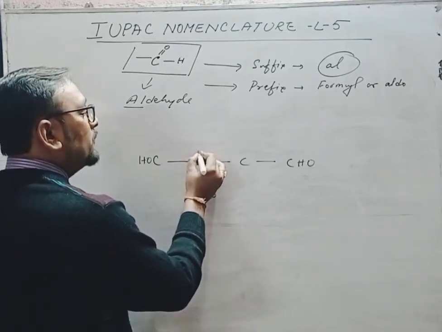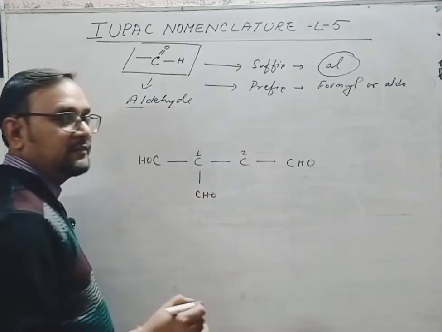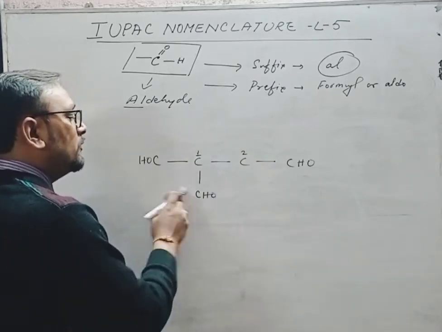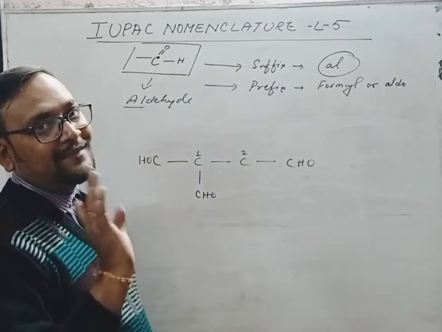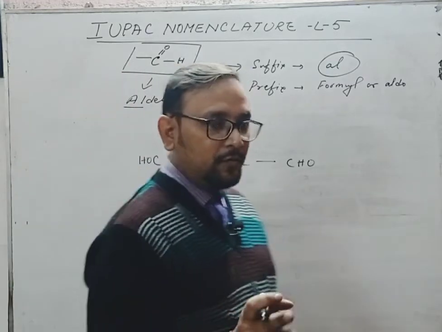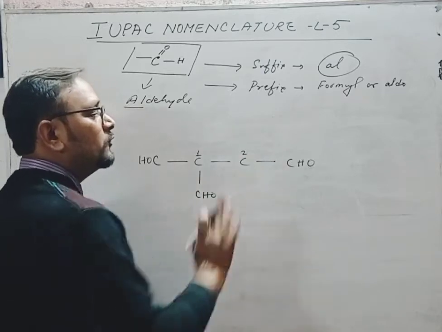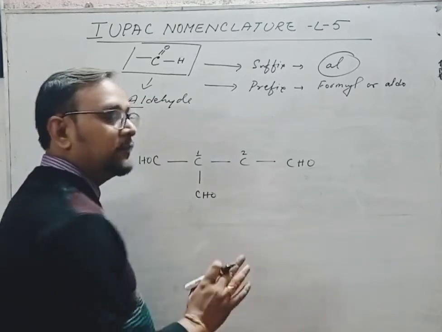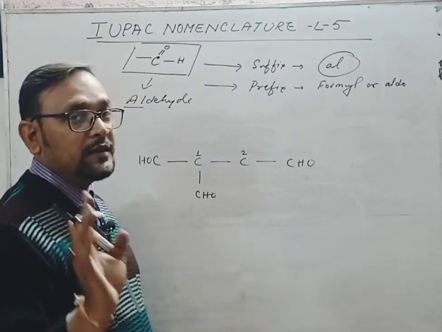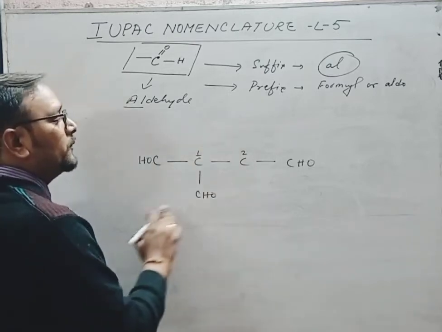So I will mark it from here, 1 and 2, that's it. Okay, I will not take this carbon, not this carbon, not this carbon as part of the numbering. Neither am I going to take this carbon, nor am I going to select the longest chain from this carbon as well. So you need to be very careful while handling this type of compound.